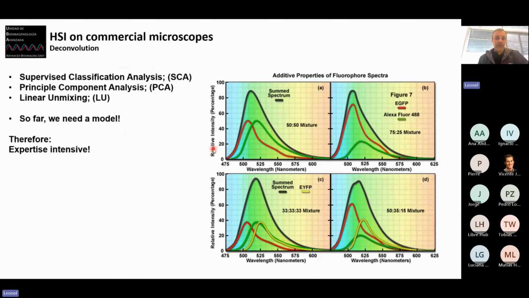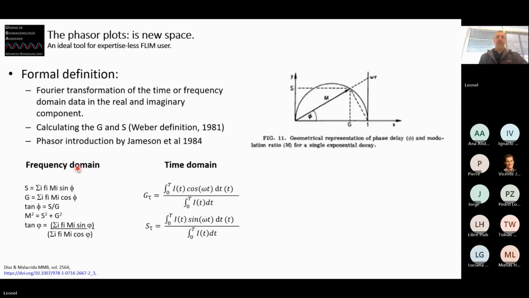But again, when you want to analyze the data, the challenge is you need to use some of these tools like supervised classification analysis, principal component, or linear mixing, in which you need to know some things about the sample you have. You need to know what the components are. You need to know what the shape is. So you can feed all this information into your analysis, and then you can obtain the information. So far, basically, you need to have expertise on the sample and on the method that you are using to take full advantage of the spectrum.